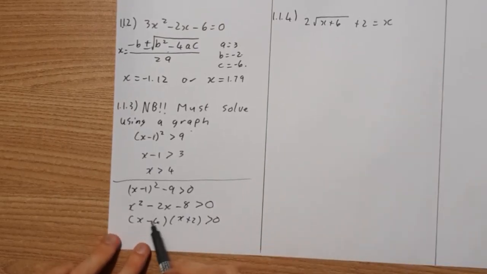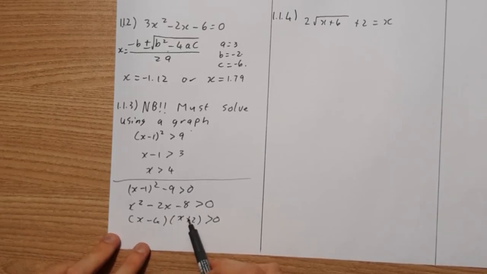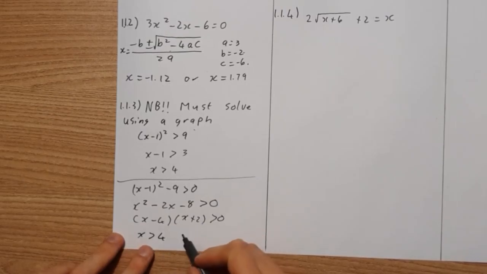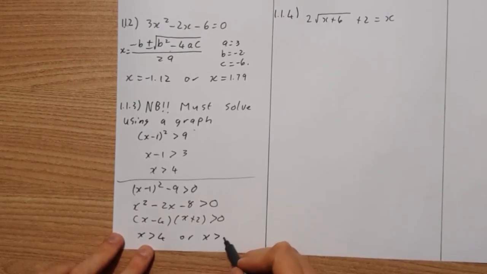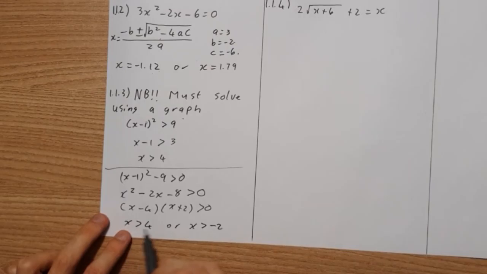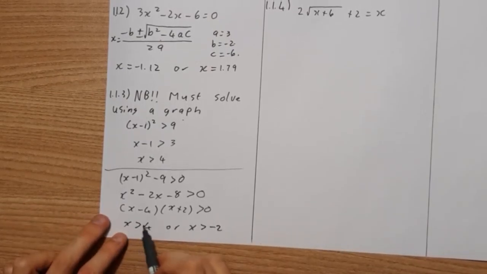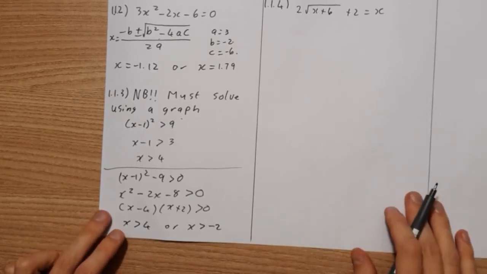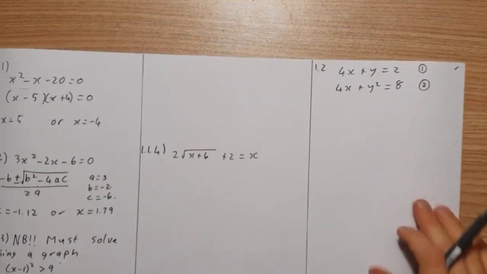Okay, so now the question is, we can't just state this one must be greater than 0 and this one must be greater than 0. Then we're going to get funny things. We're going to end up with x must be greater than 4 or x must be greater than negative 2. Now that doesn't make sense, because greater than 4 and greater than negative 2 just means everything must be greater than negative 2. Okay, so this is why I say it's important to draw a graph.